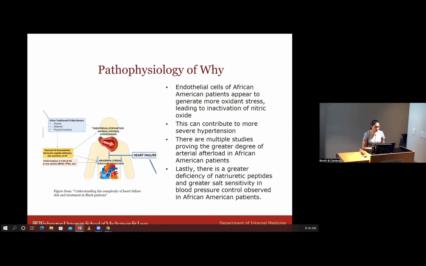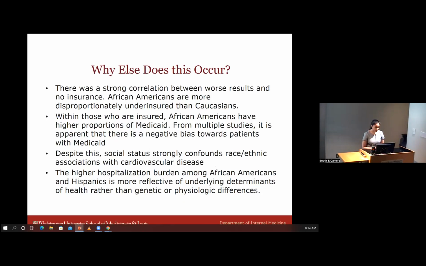There's also a greater deficiency of natriuretic peptides noted in multiple studies, and greater salt sensitivity and blood pressure control problems observed in the African American population. Why else does this occur? On the community and policy level, there was a strong correlation between worse results and no insurance.